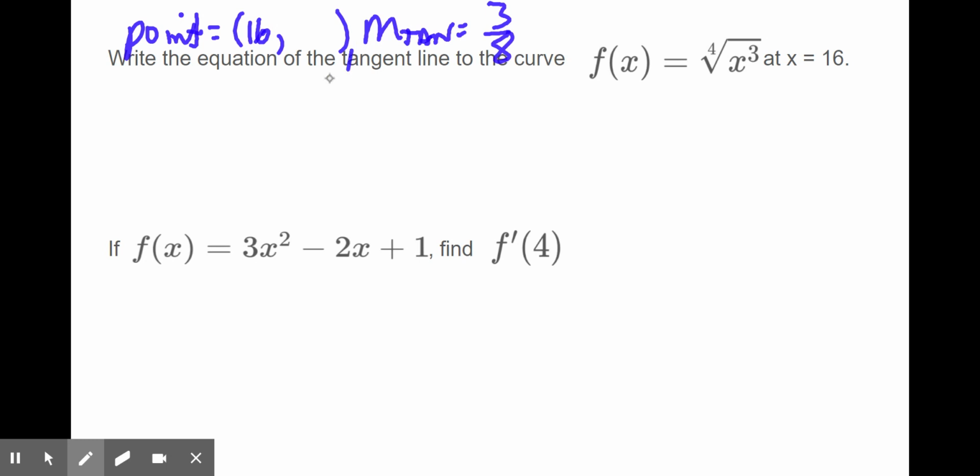Okay, well, anyway, here's a point at 16 comma something. The slope of the tangent line is 3/8, right? That was the derivative evaluated at 16.